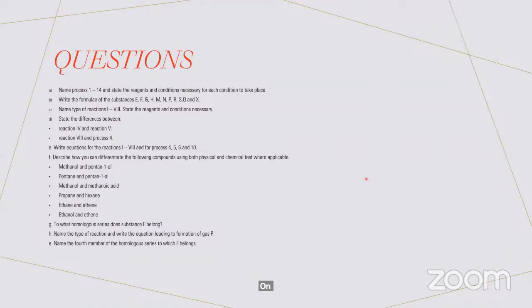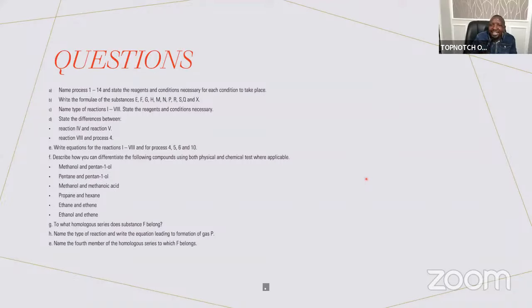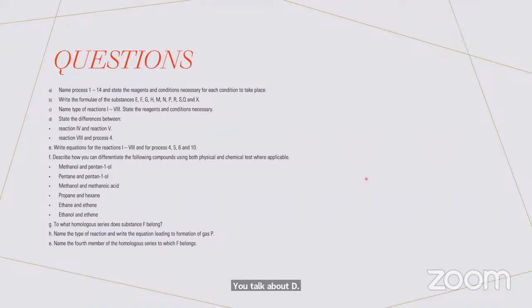It is like oxygenated, deoxygenated. So you talk about DE, carboxylation.